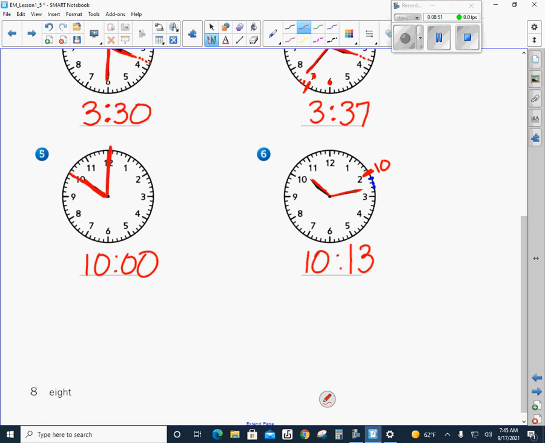Now, if you had trouble with this page and you were struggling, you need to get one of these analog clocks at home. You could go to the dollar store and you could get a really cheap clock that you can practice the time at home.